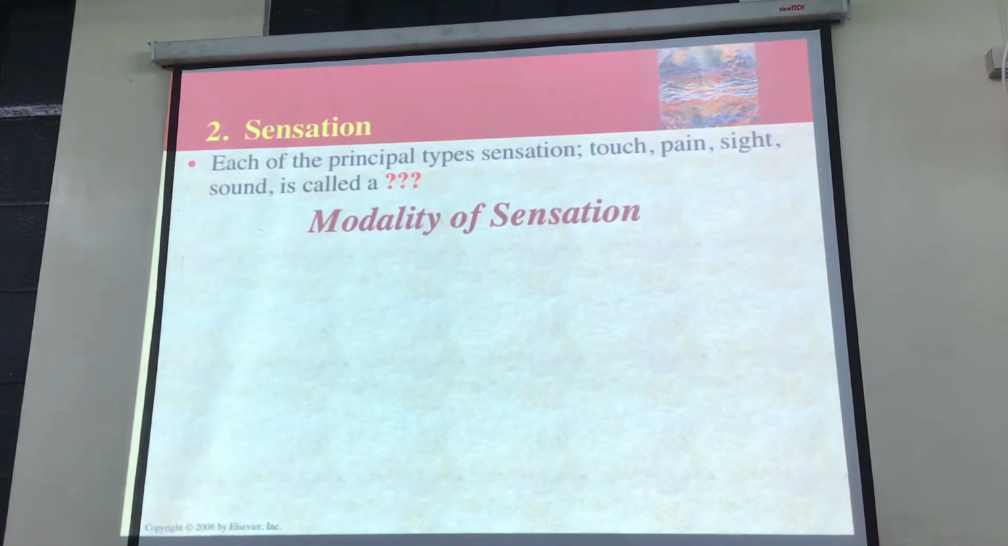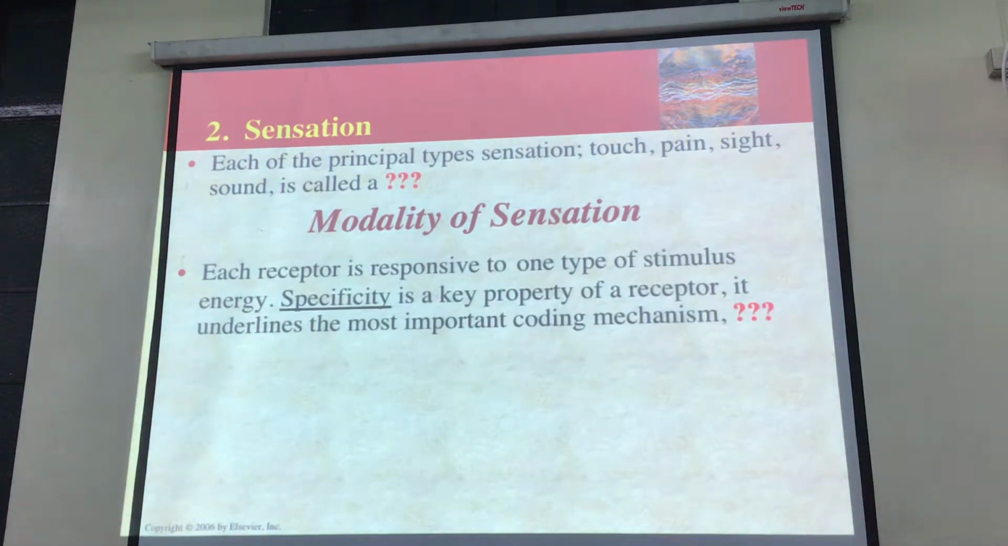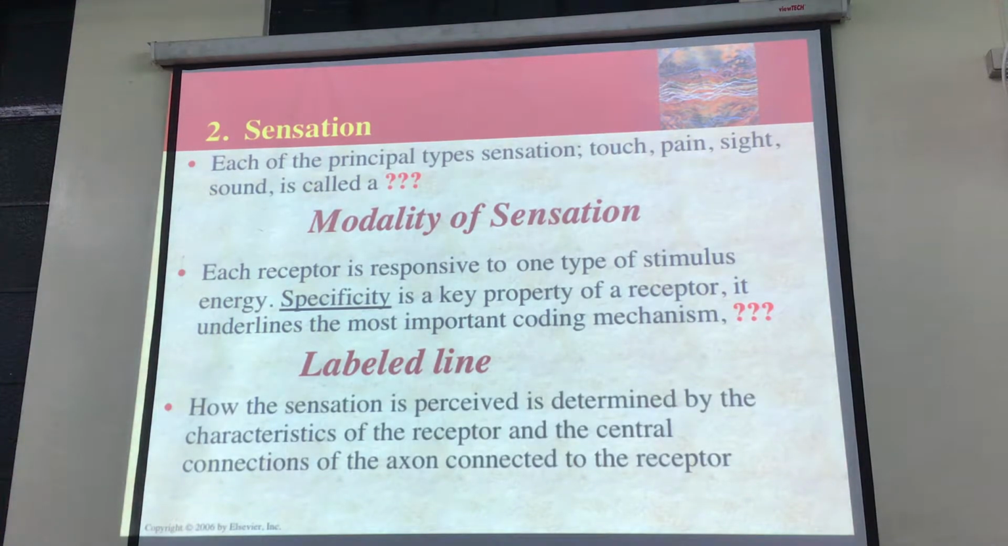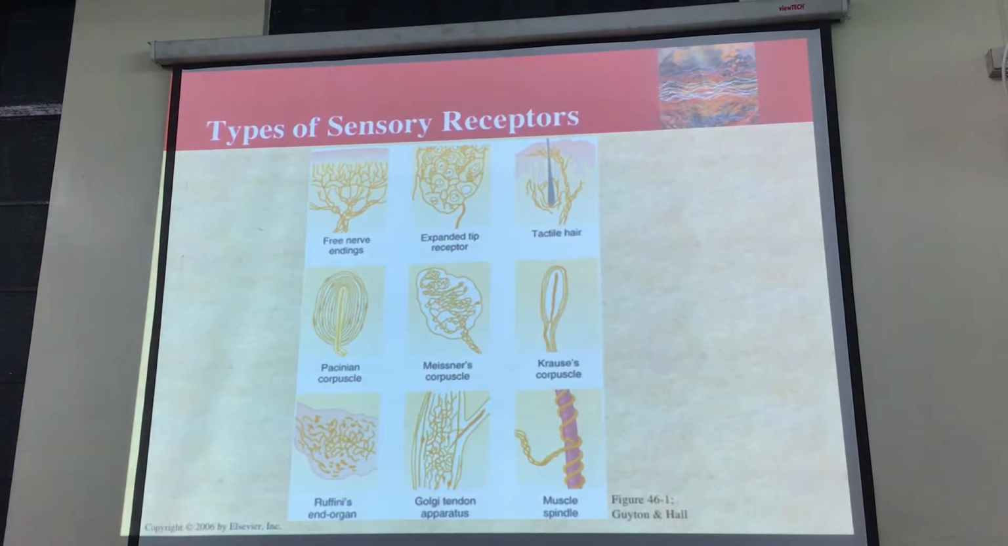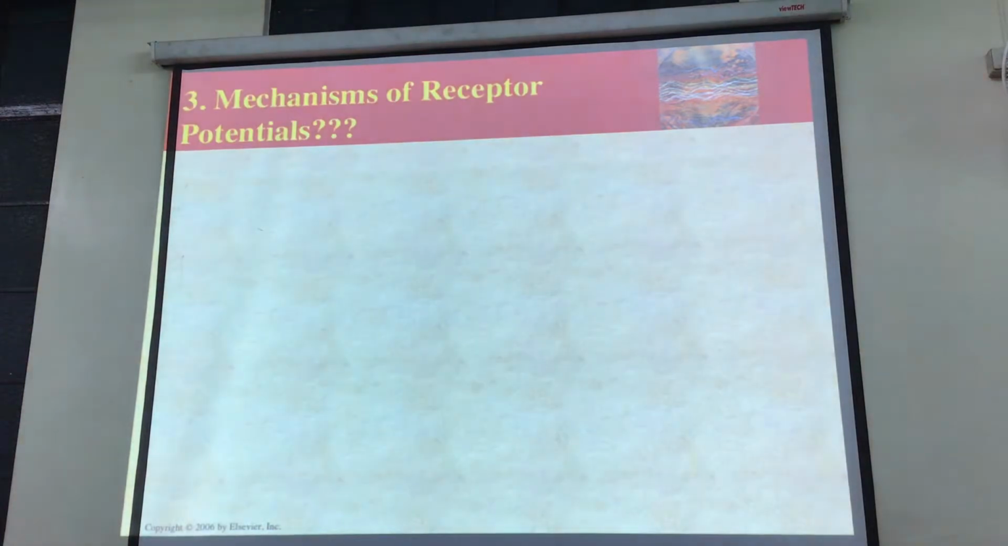And because each receptor is responsive to only one type of stimulus, then we have what we call specificity. There is a coding mechanism, and you call that the labeled line principle. Okay? So how the sensation is perceived is determined by the characteristics of the receptor and the central connections of the axon connected to the receptor. Okay? So these are the types of receptors.